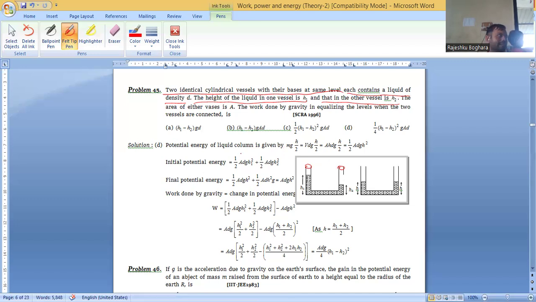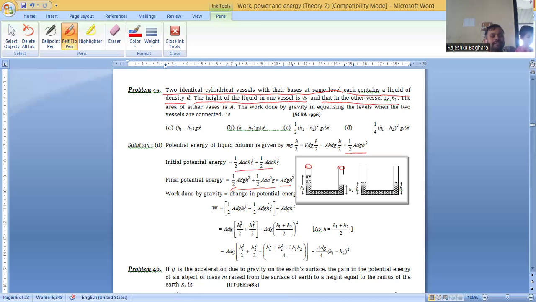The work done is the change in the potential energy. The potential energy of a liquid column is given by mgh by 2, where m equals density into volume, and volume equals area into height, so A into h dgh h by 2. The final potential energy will be 1/2 AdgH squared. The initial potential energy of one will be 1/2 AdgH1 squared, and of the other 1/2 AdgH2 squared. The final potential energy, the addition of both, is 1/2 AdgH squared plus 1/2 AdgH squared, so the addition is AdgH squared.